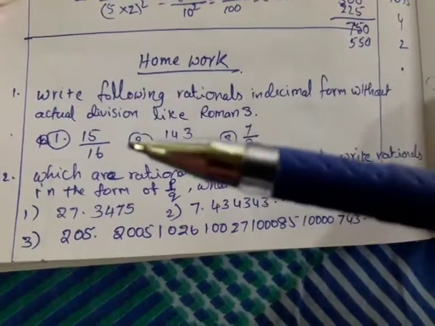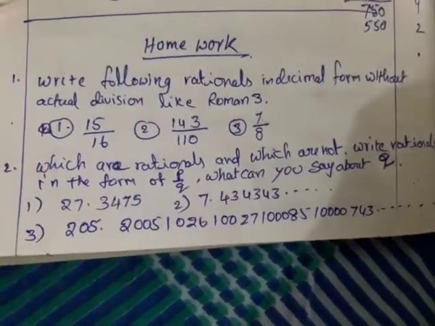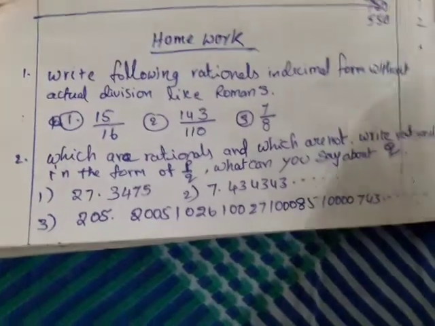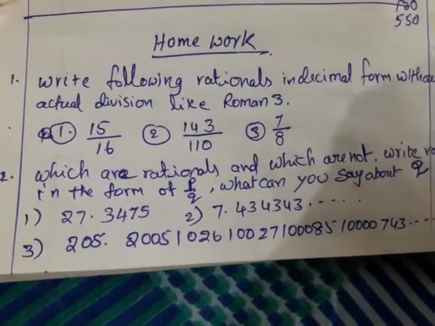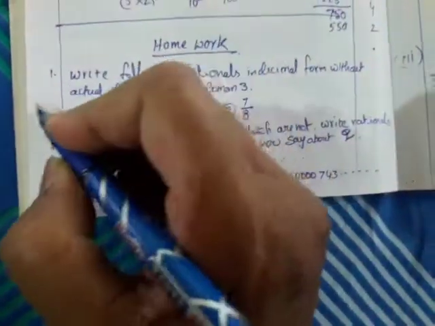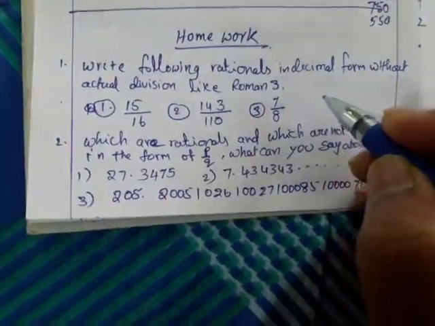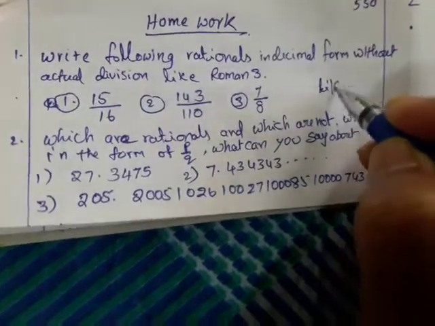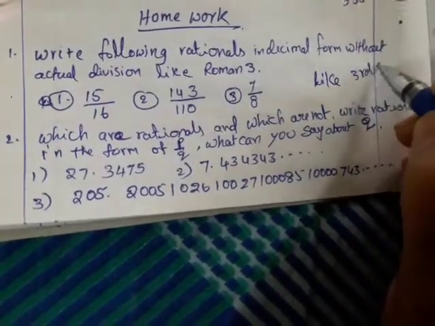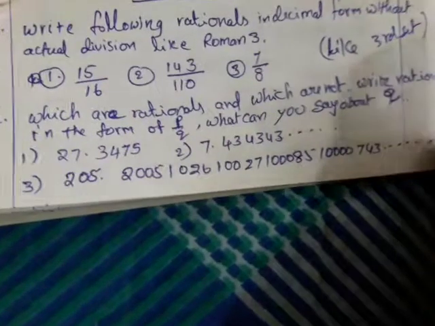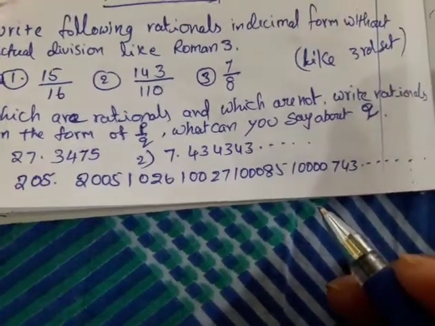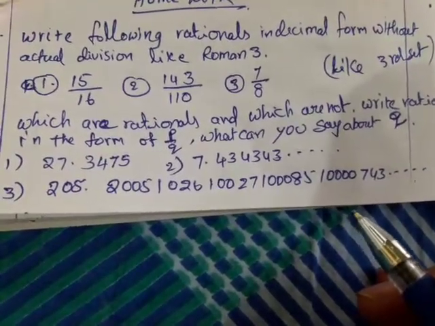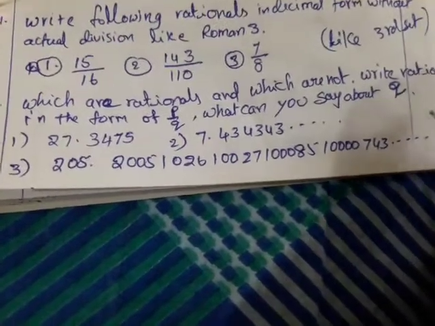Second sum, that is in the third set, like the third set. This one, first one. Write like third set for this one. This is like the fourth set. Which are rationals and which are not, rational numbers in the form of p by q. What can you show? This is like the fourth set.